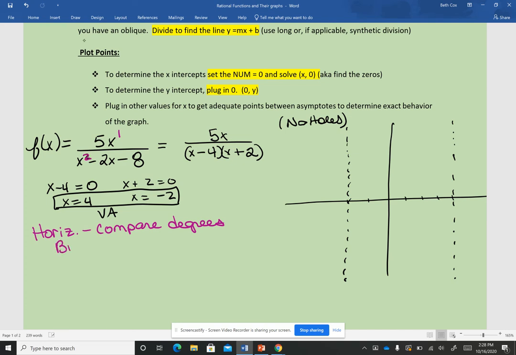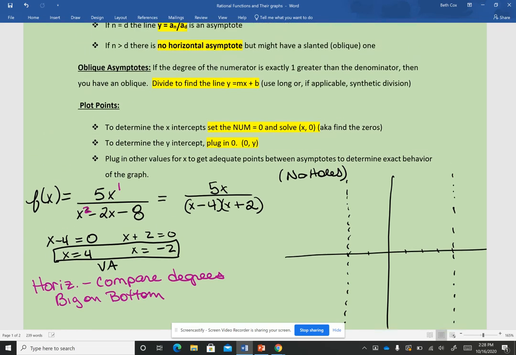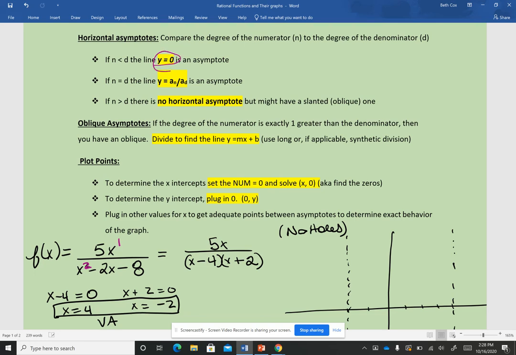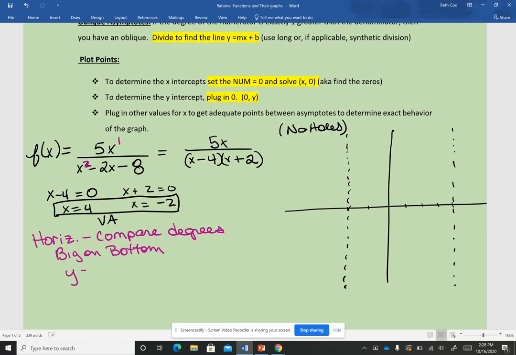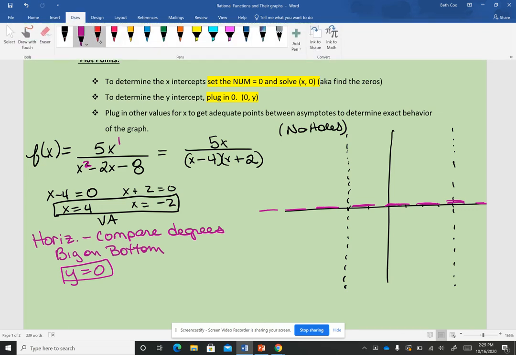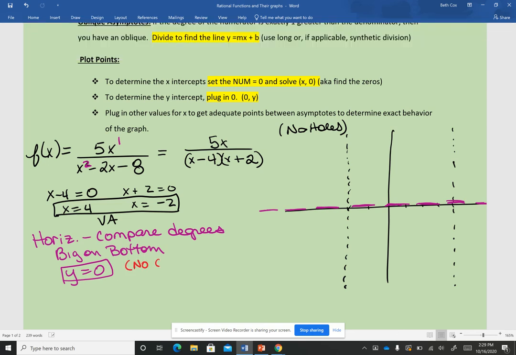So this one is big on bottom. And so the rule says when it's big on bottom, your x-axis, y equals 0, is your horizontal asymptote. So I'm going to have a horizontal asymptote that's going to go here. So now if you'll notice, my graph has been divided up into kind of 6 sections. All right, and so we're hoping we can pinpoint our graph from this. No, we don't have an oblique. So now we're going to go into our plotting points.